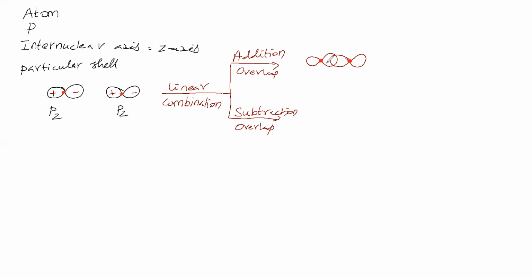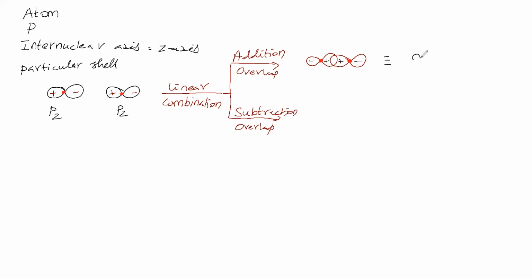Then we will give the sign. Addition overlap means overlapping lobes should have the same sign. So these two lobes are overlapping. Therefore, if you give positive here, here also you give positive. Otherwise, if you give negative, here also you give negative. Overlapping lobes should have the same sign. This gives addition overlap.